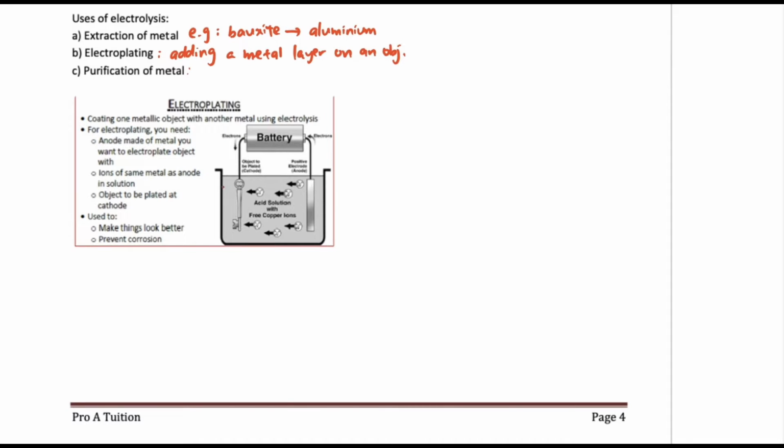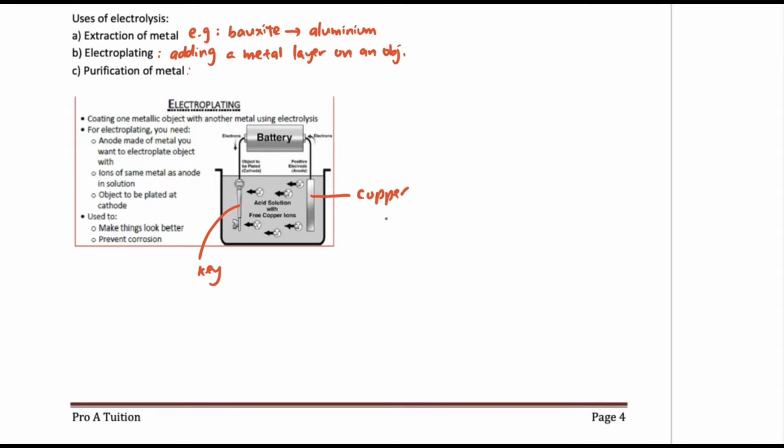Let's say, for example, spoon, key. You want to coat this key with a metal, let's say copper. You want to coat the key with a copper metal. So what to do is you have to put the key at the cathode and then you put the copper at the anode. The anode is made of copper. And then this is the object to be plated, if you can see that. This is the key.